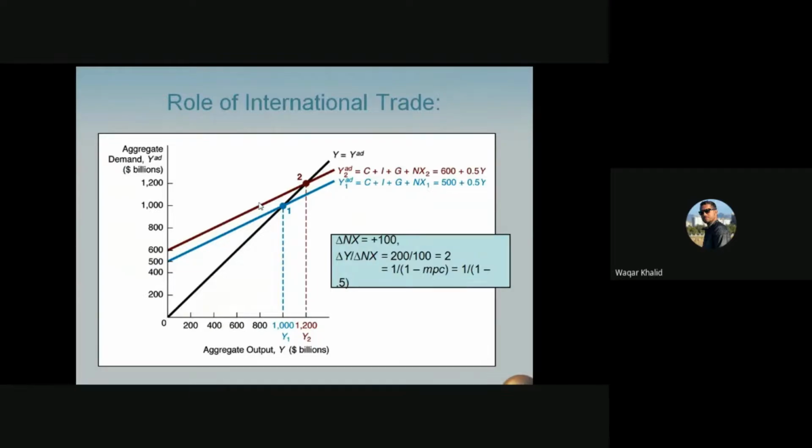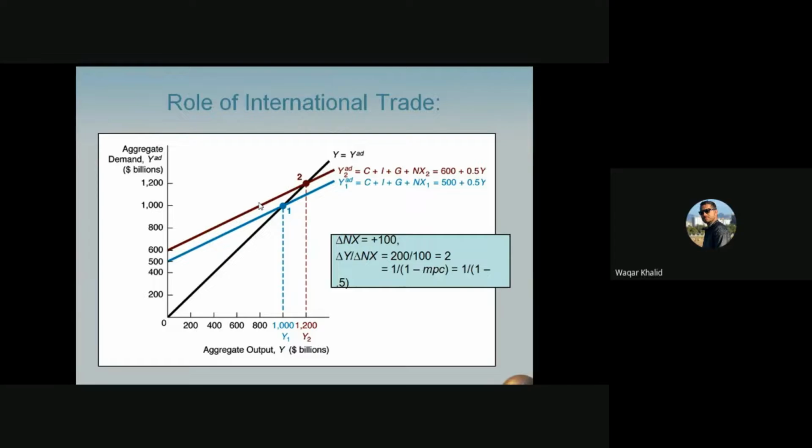We are interested to know the role of international trade in the determination of aggregate output. Actually, in the simplest Keynesian analysis, we discussed that YAD is equal to C plus I plus G plus NX. So initially we discussed how consumption expenditures and planned investment expenditures affect the aggregate output level.